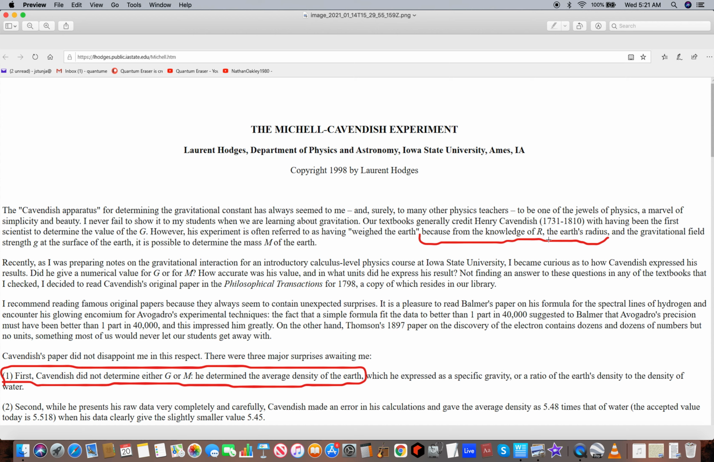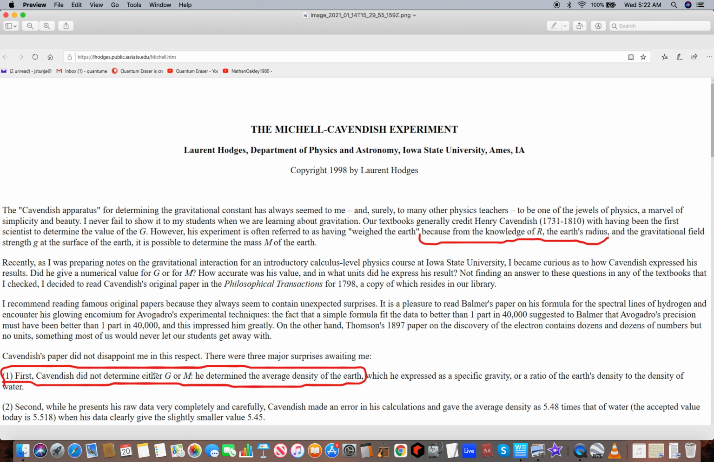The radius of the Earth was involved in what he did, which we all know is completely debunked due to black swan photos of the horizon being at positions that are impossible. They are not geometric. They are apparent only. So the Earth's radius value that he was using was a mathematical value based on mathematics and not on real world measurements. And down here it shows Cavendish did not determine G or M. M is for mass. He determined the average density of the Earth.